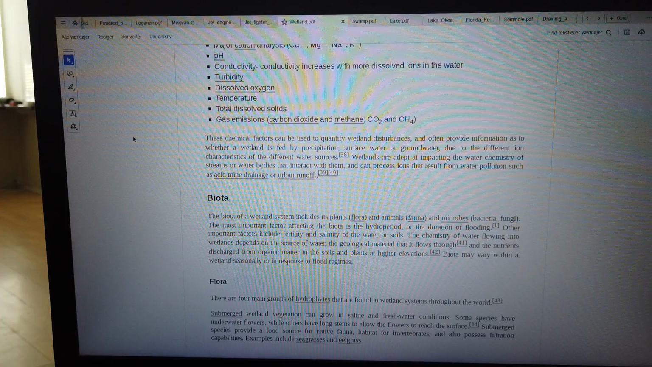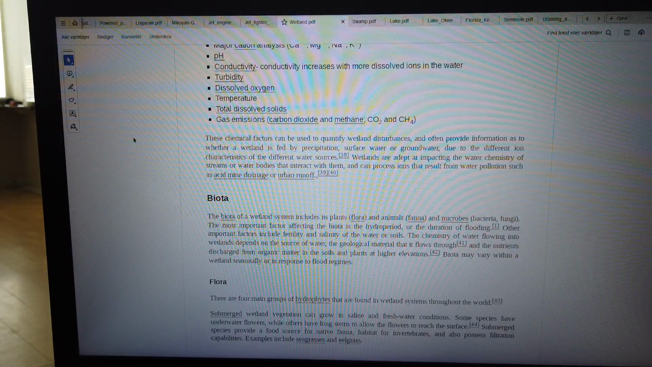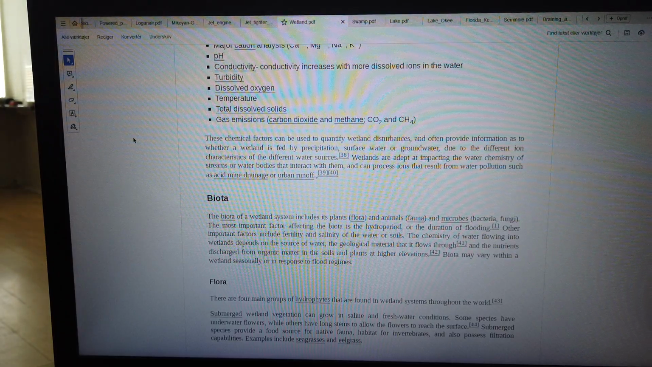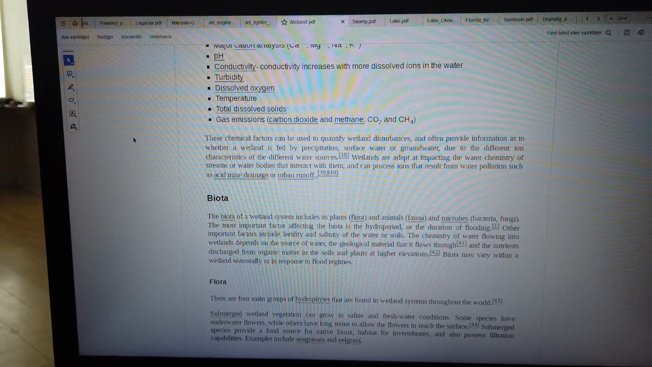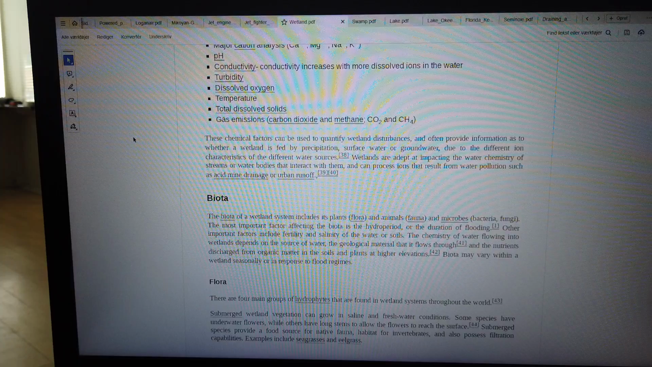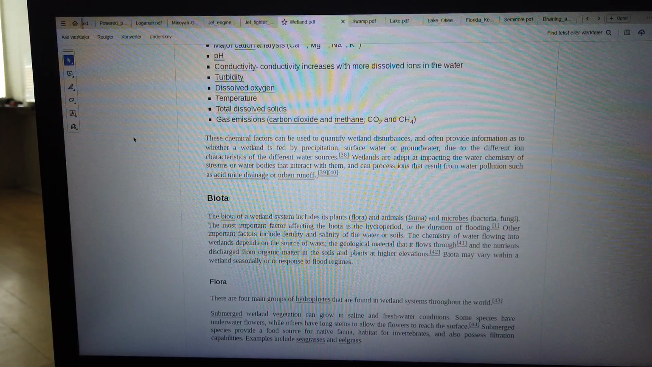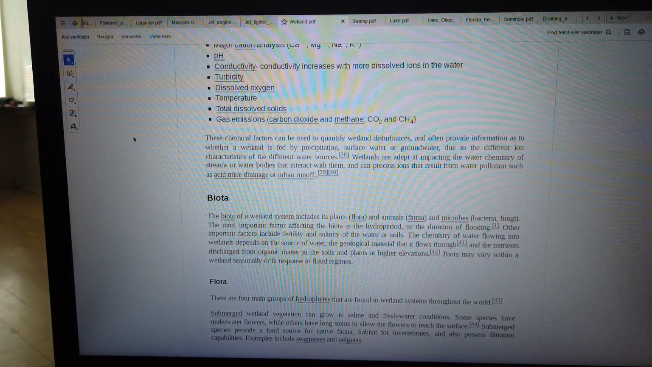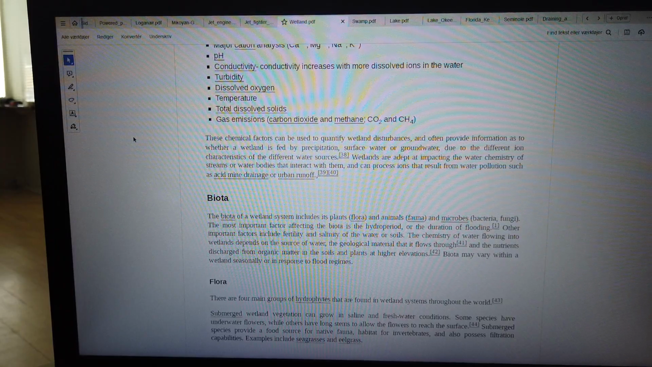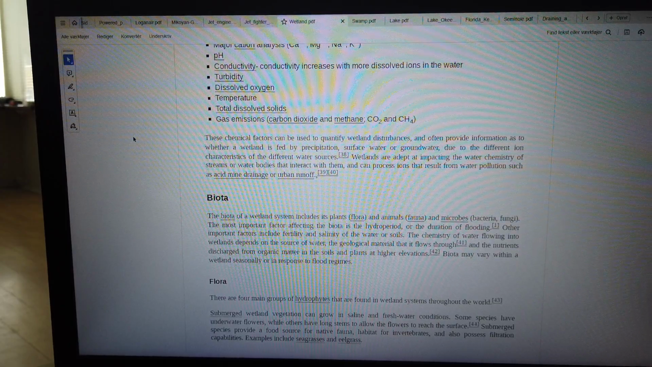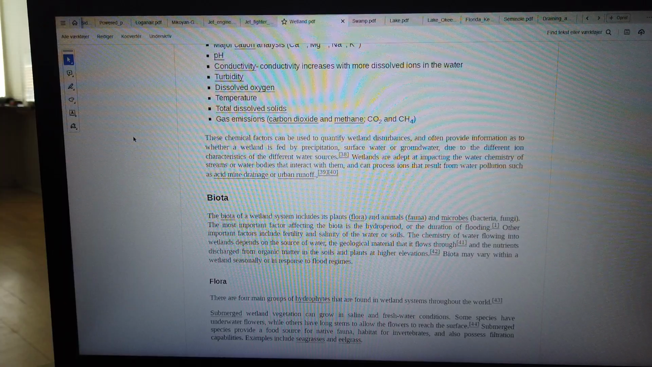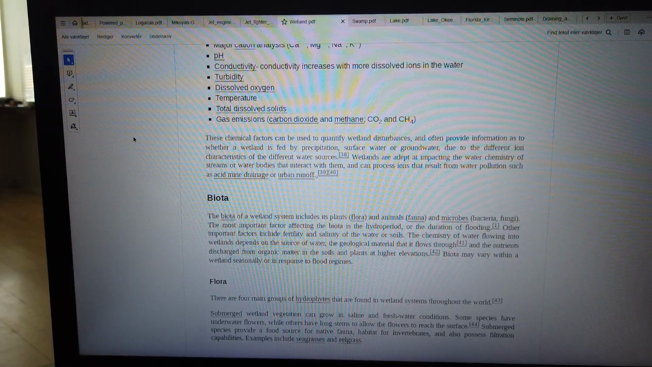Flora. There are 4 main groups of hydrophytes that are found in wetland systems throughout the world. Submerged wetland vegetation can grow in saline and freshwater conditions. Some species have underwater flowers, while others have long stems to allow the flowers to reach the surface. Submerged species provide a food source for native fauna, habitat for invertebrates, and also possess filtration capabilities. Examples include seagrasses and eelgrass.